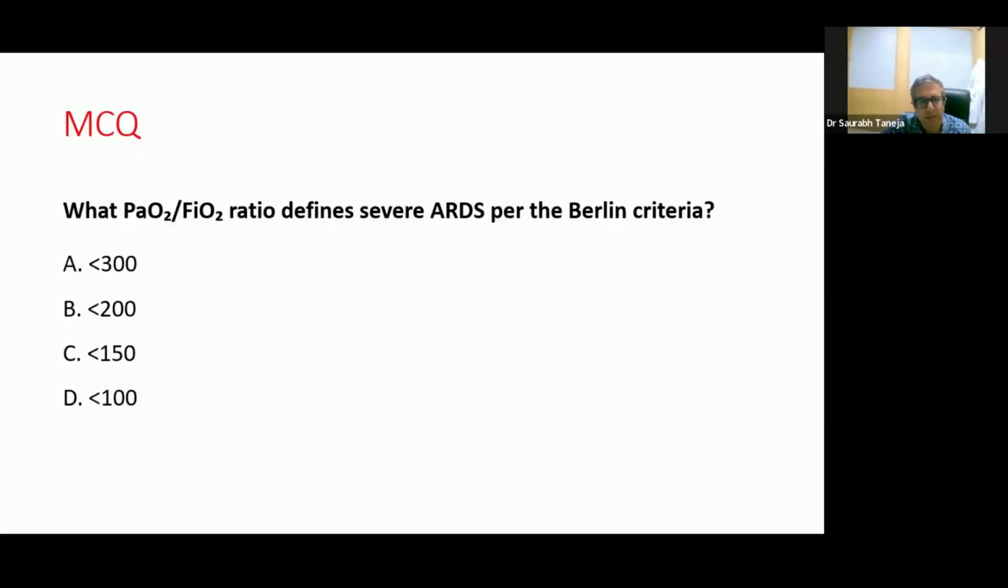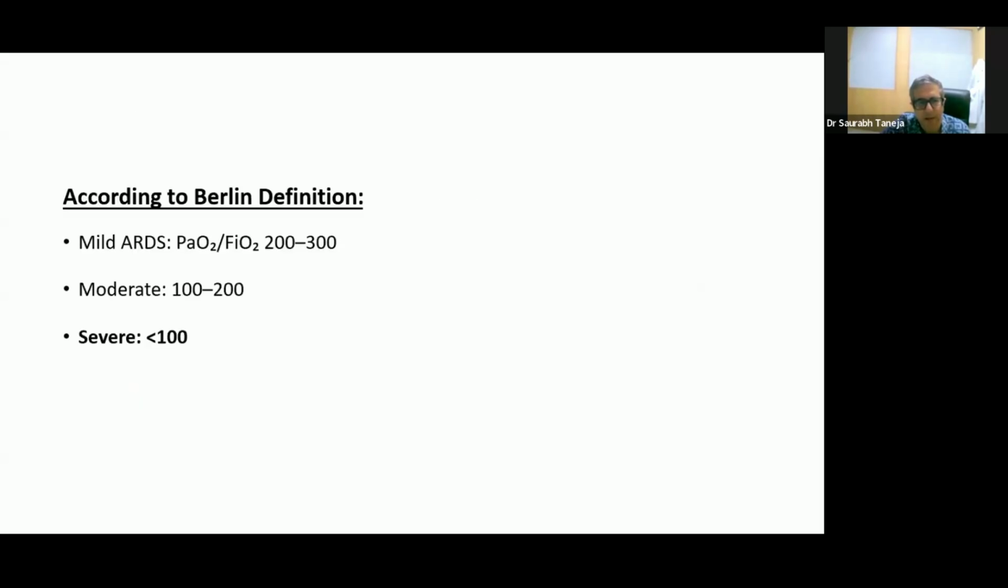So then another question: what PF ratio, or PaO2 by FiO2 ratio, defines severe ARDS for Berlin criteria? Anyone? Can we have the answer? So PF ratio is less than 100 in severe ARDS. This is the Berlin definition. Mild ARDS was PF ratio between 200 to 300, moderate is between 100 to 200, and severe is less than 100. Next.